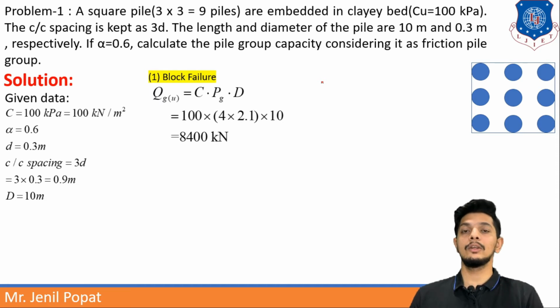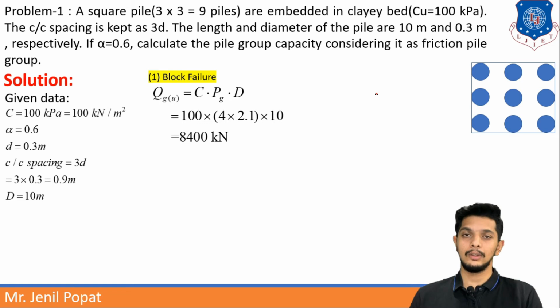For block failure, QG, the ultimate group load carrying capacity of pile group, can be written as C into PG into D. Here the second term is not written because it is a friction pile and it is a clayey bed, cohesive soil. Moving forward to putting the values of C, PG and D. Now C and D are both given. C is given as 100, D is given as 10. There is no issue, but PG is very sensitive here. You can make mistakes.